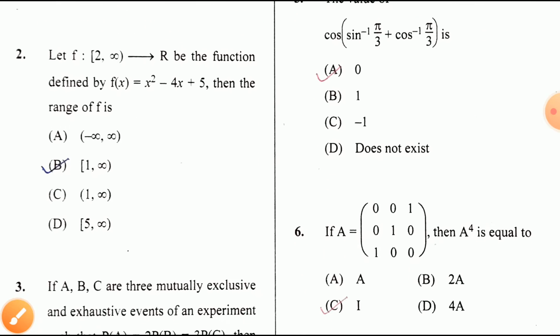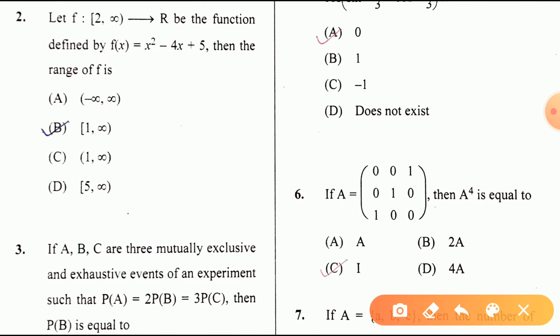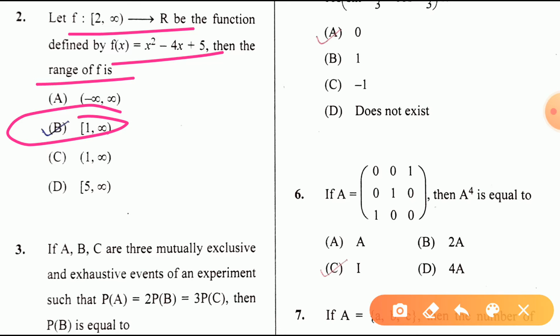Next, question number 2. If f is a function from the semi-open interval [0, ∞) to R defined by f(x) = x² − 4x + 5, then the range of f is the semi-open interval [1, ∞), closed at the first end and open at the second end.